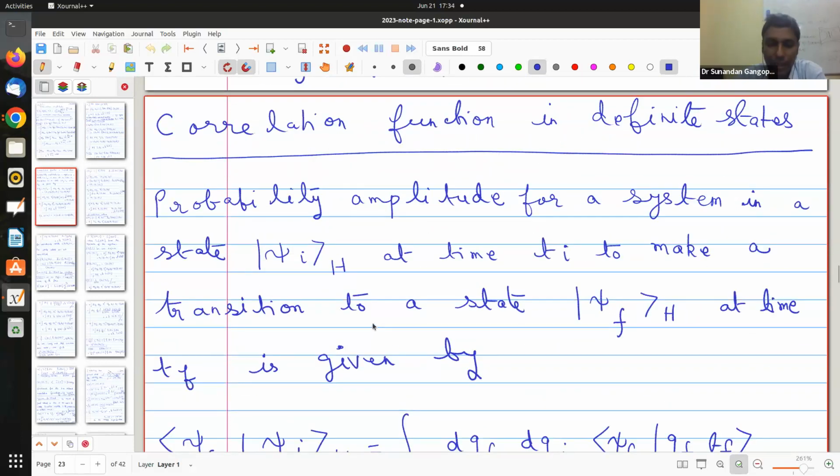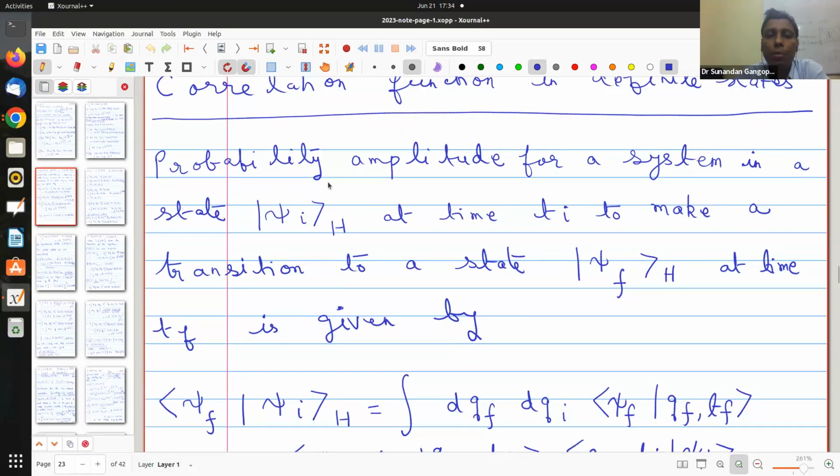The next thing I want to do today, which I probably started a little bit in the previous lecture, is the topic of correlation functions in definite states. I now want to compute the probability amplitude for a system in a state psi_i^H, where H denotes the Heisenberg representation, at time ti, to make a transition to a state psi_f at time tf.